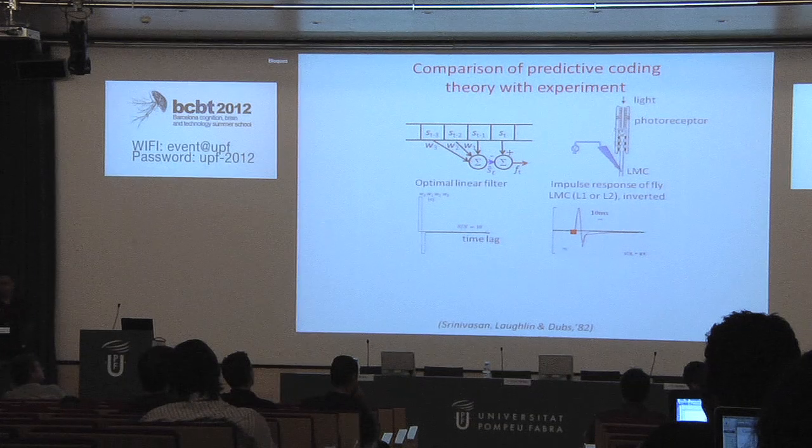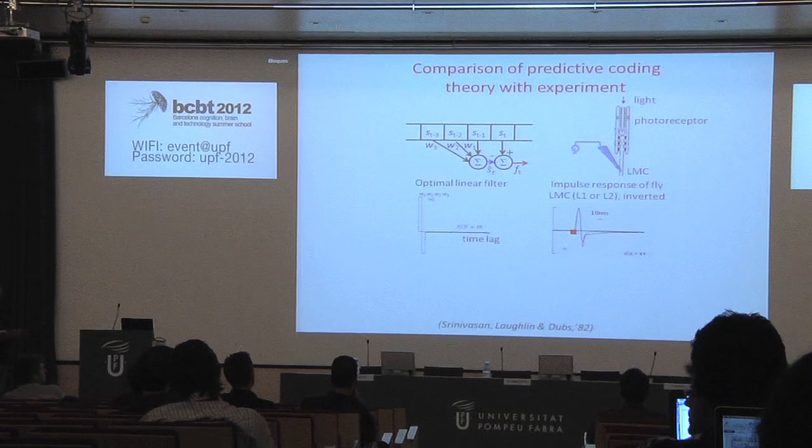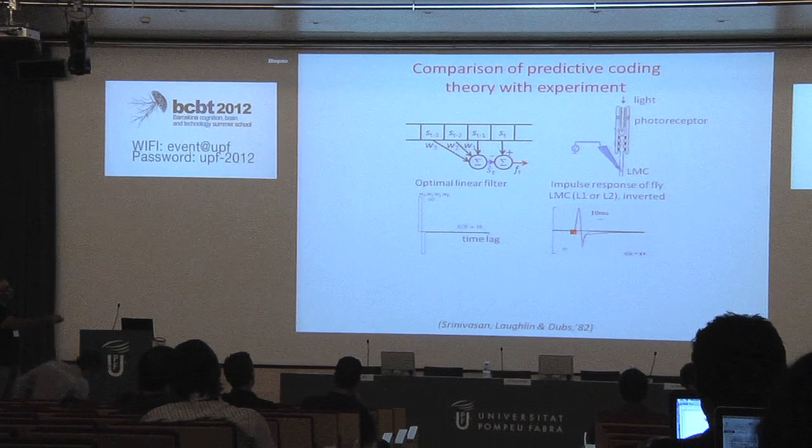And this is what has been done by Mandiam and collaborators more than, let's see, 30 years ago in fly, in an invertebrate, where they recorded from second-order neurons called LMCs that actually come in two kinds, L1 and L2, which will become important in the second part of the talk. They receive synaptic inputs from the photoreceptors, which transduce light into electrical signals. And when they recorded from those neurons in response to the light stimulus here, they saw this biphasic response.